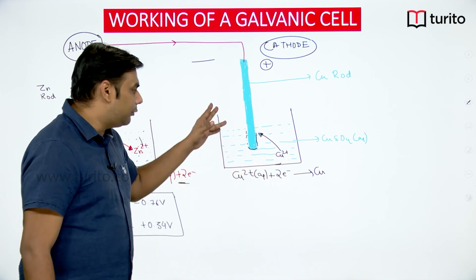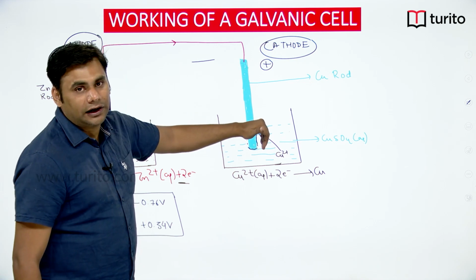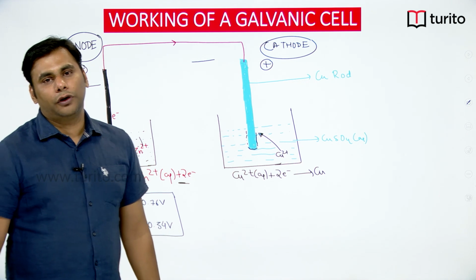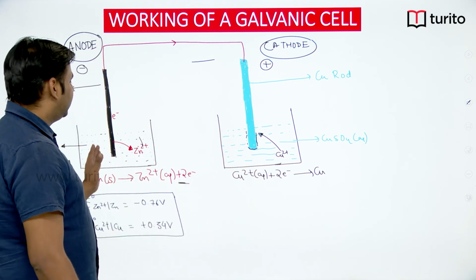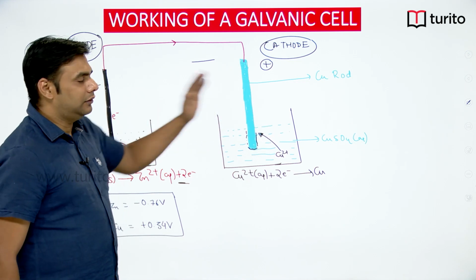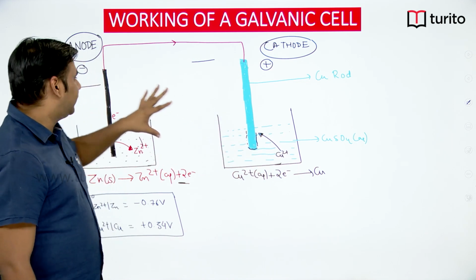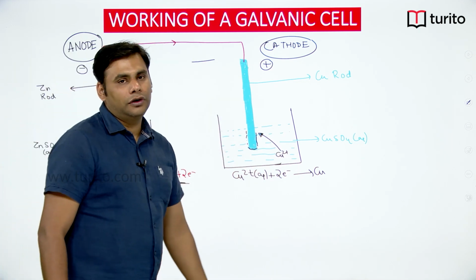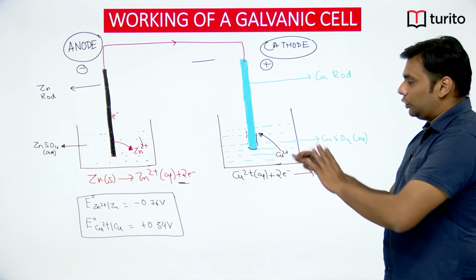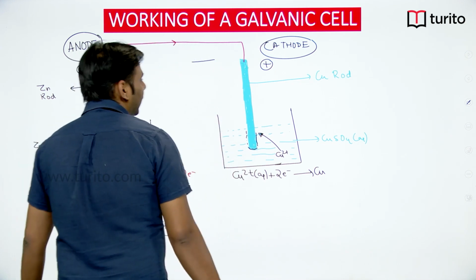The solution will keep on increasing in negative charge, which will repel the incoming electron. So the electron cannot come inside, and reduction would also stop. So after some time, zinc is getting oxidized and the electrons go to the cathode, reduction of copper 2 plus is happening, but after some time this flow of electrons would also stop. So to complete the circuit, or to neutralize these excess charges, we need a salt bridge.